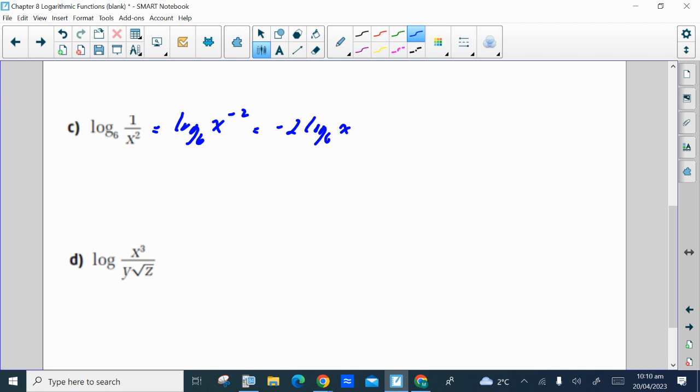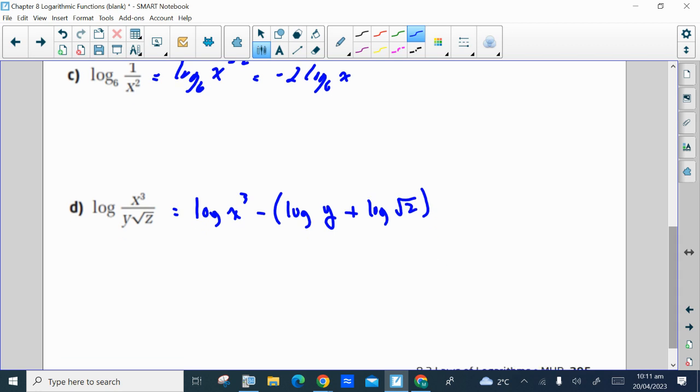Now for question D, because you have two factors on the bottom, I'm going to put those two parts in brackets. So it'll be log of y, and because y is multiplied by the root of z, we use the product law. So it'll look like that. So the 3 on the x, the exponent 3 can come in front as a coefficient. A minus sign in front of the bracket changes all the signs inside. So they'll both become negative.